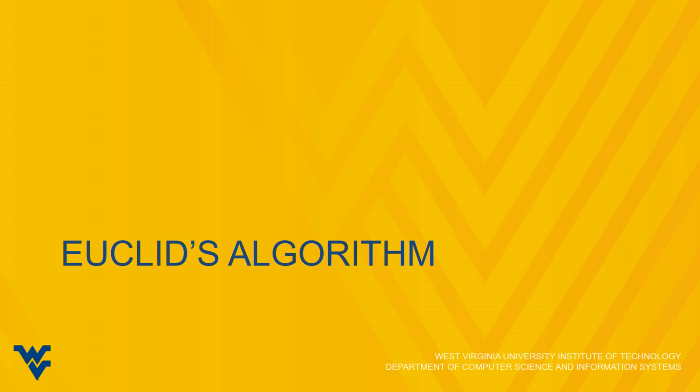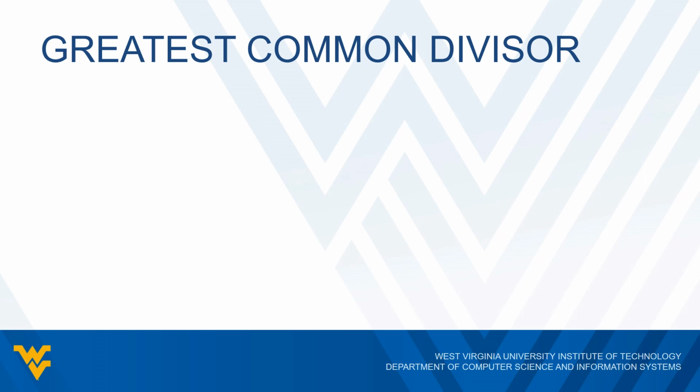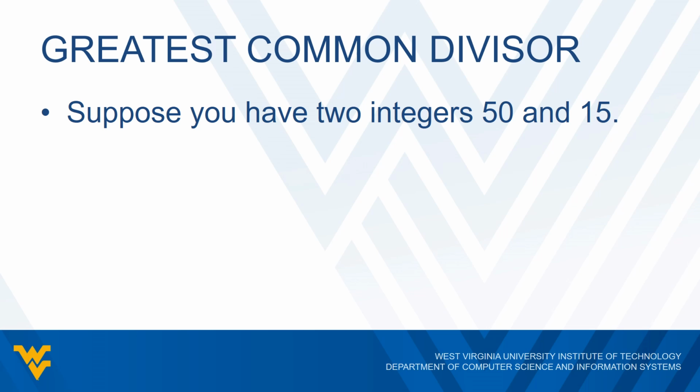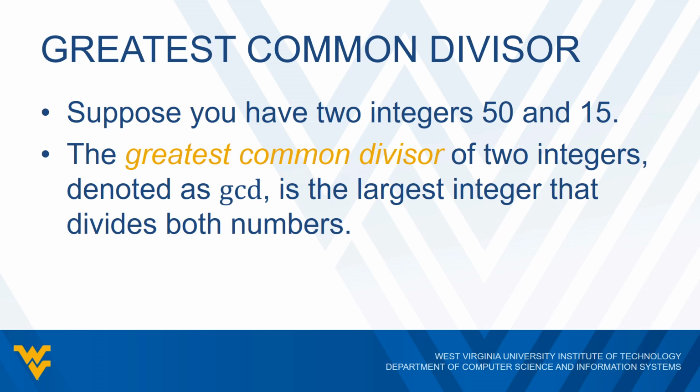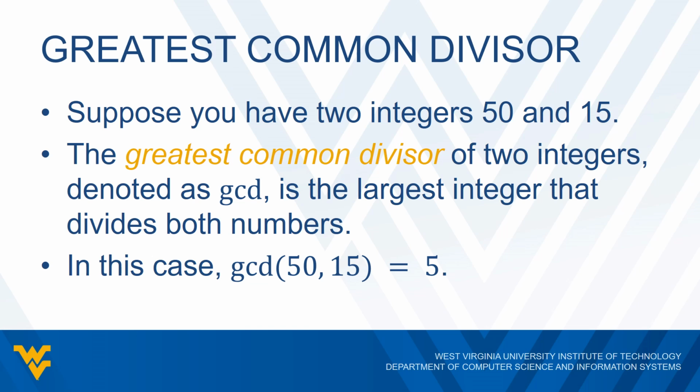We're next going to talk about an algorithm that also takes O of log n time, called Euclid's algorithm. Let's suppose we have two integers, let's say 50 and 15. We say that the greatest common divisor of two integers, which we're going to denote as GCD, is the largest integer that divides both numbers. So in this example, we need to find the largest number that divides both 50 and 15. And in this case, we find that the GCD of 50 and 15 is 5.